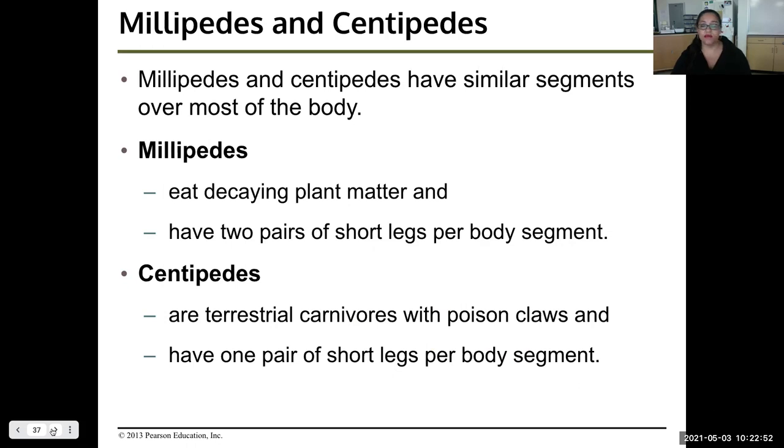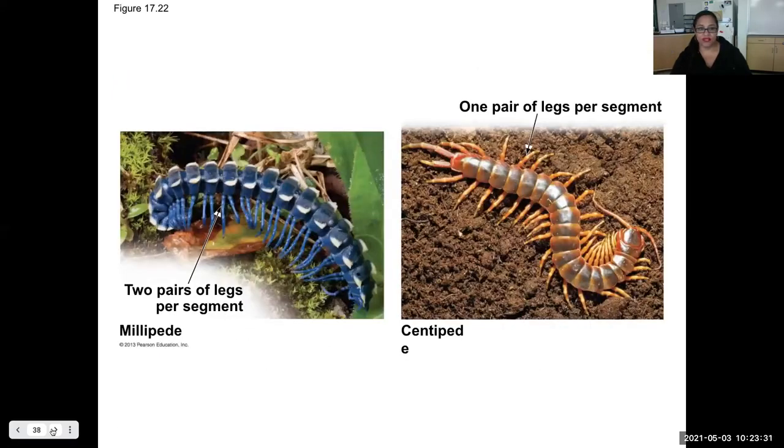Millipedes and centipedes have similar segments over most of their body. If you've ever wondered the difference, millipedes eat decaying matter, so they're decomposers, and they have 2 pairs of short legs per body segment, so they have more legs. They look like they have a million. Centipedes are terrestrial carnivores with poisoned claws, and they only have 1 pair of short legs per body segment. So they look like they have less legs. They only have 100 instead of a million. There's an example. The millipede has the 2 pairs of legs per segment. Centipede only has 1.